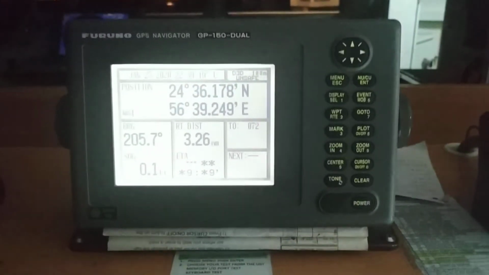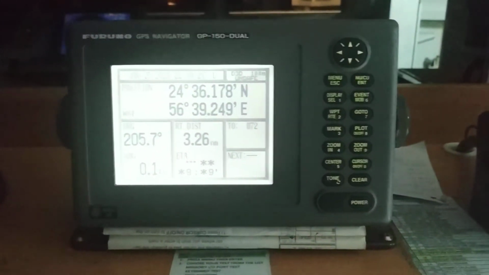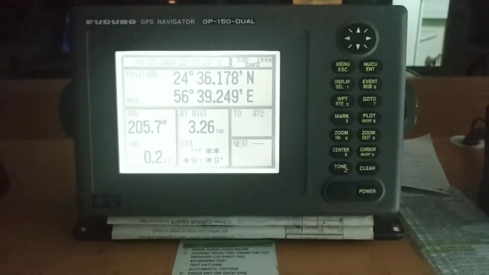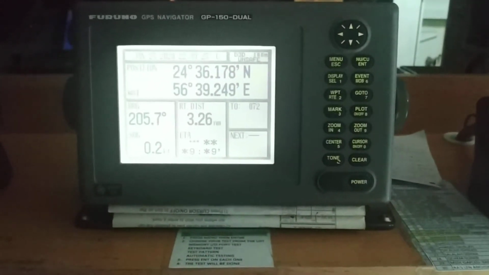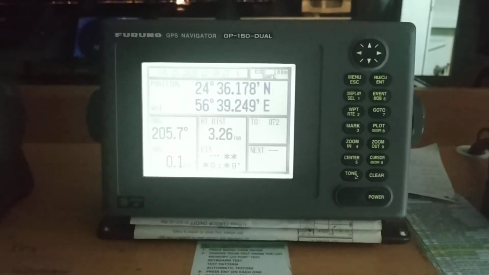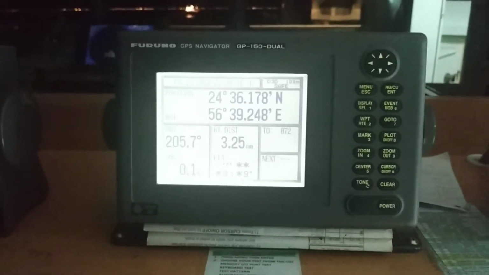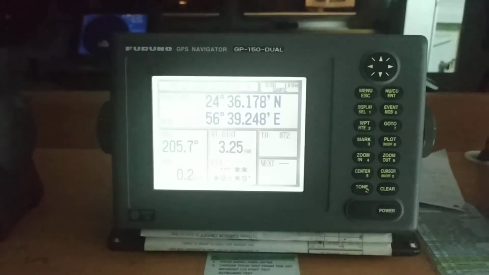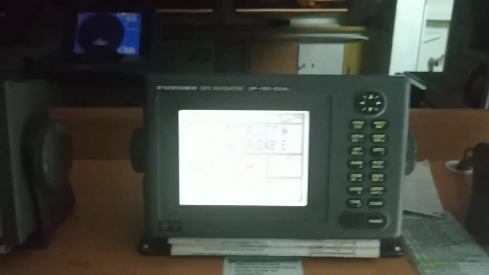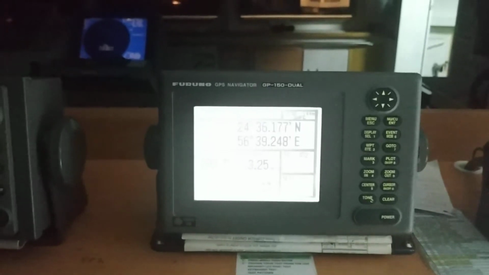So today my topic is regarding GPS, which is one of the most important equipment on board every ship and very important for every navigator and officer of the watch. So I will just try to give you a brief introduction to the GPS.